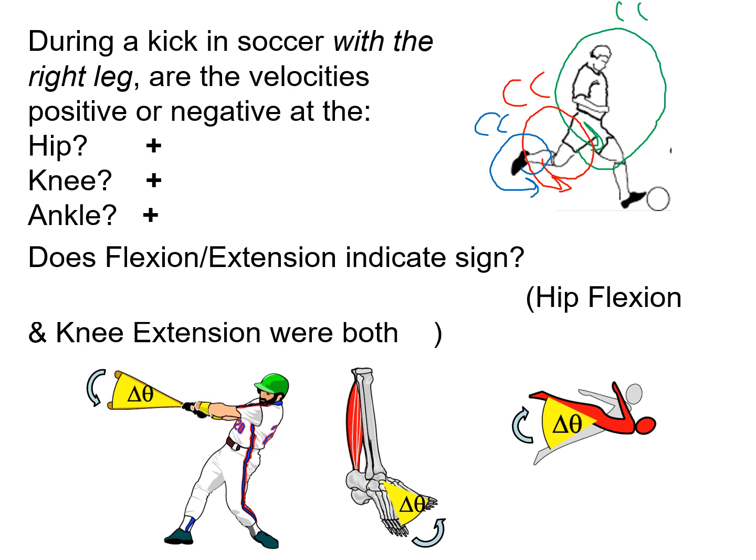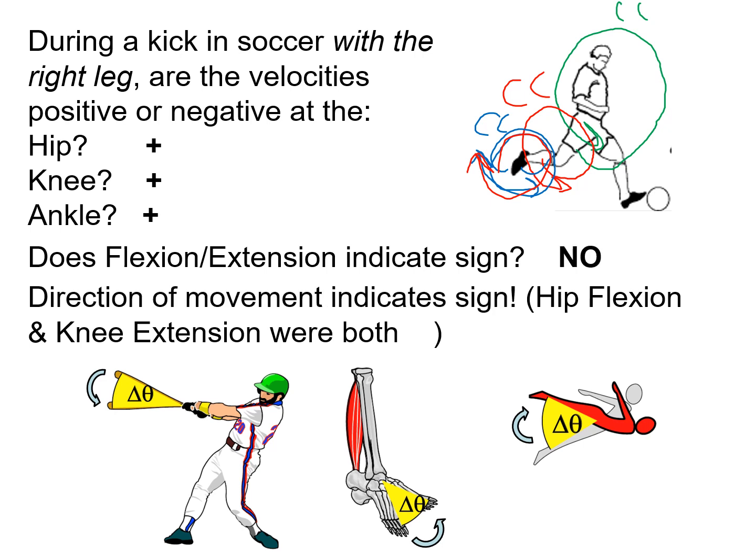Plantar flexion would be the opposite. Plantar flexion, the foot's moving like this. Moving like this, that's clockwise rotation. So we are going to see negative velocities. Okay? So does flexion and extension indicate the sign? No. The direction of movement indicates the sign.